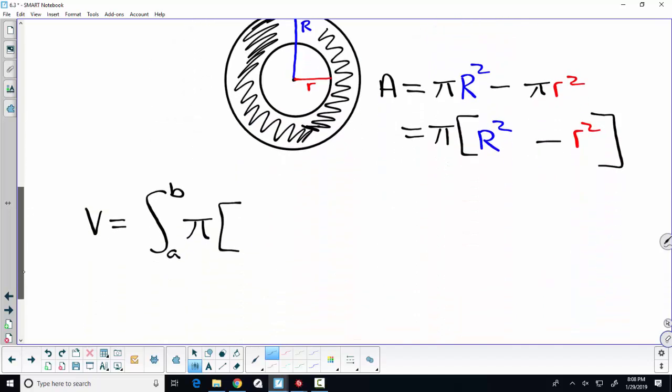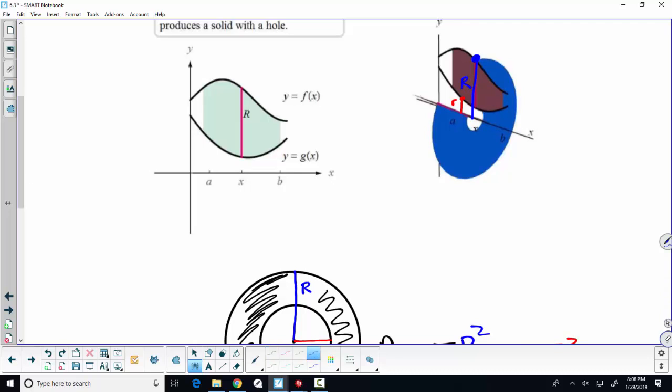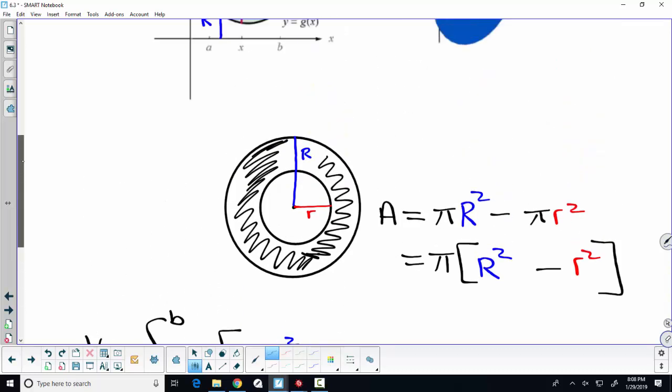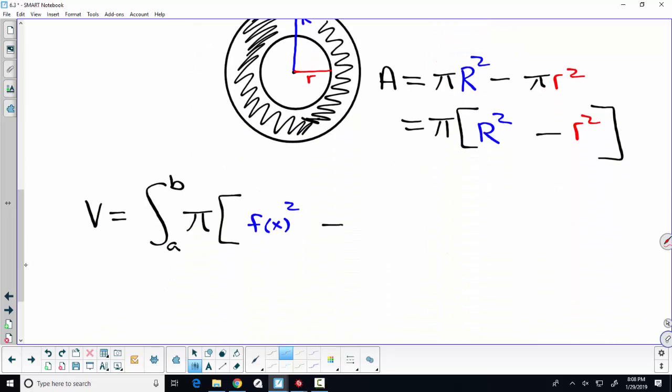So the capital R would correspond to which function? Yeah, the top. Whatever this distance is, from here to your axis of revolution, that's capital R. Again, we're just measuring that distance. That's f of x minus g, the bottom, which is 0. So that's just f of x squared, minus our small radius corresponding to this right here, the distance from here to here. Again, top minus bottom, g of x minus 0. So that radius squared.